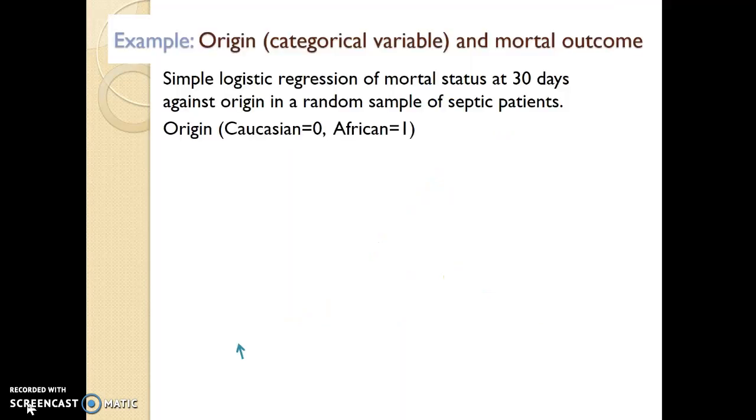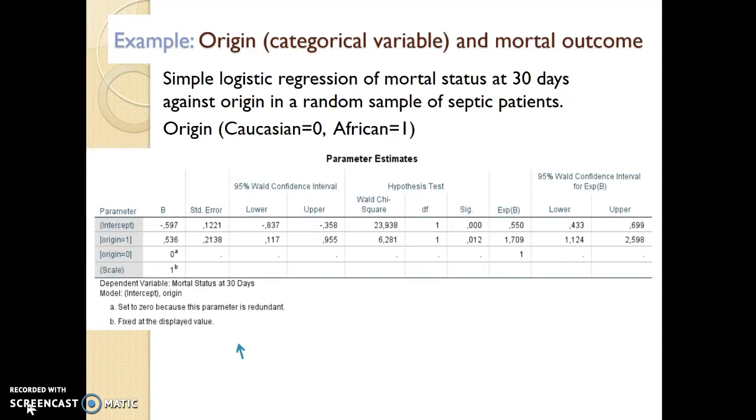So now we look at another example where we have one categorical independent variable. We want to estimate the relation between death within 30 days and origin in the same sample of patients. Caucasian origin is here coded with 0 and African origin is coded with 1. The result looks like this.